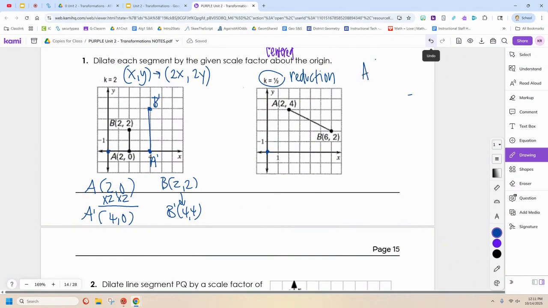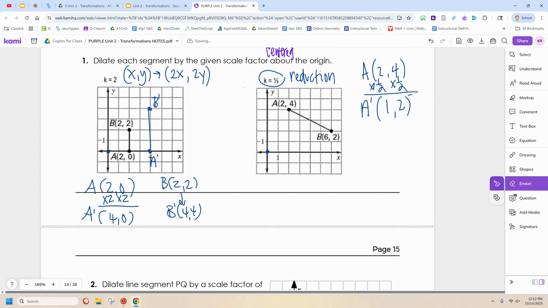Let's see, A is located at 2 comma 4, but now we're going to take half of each one, so multiply by 1/2. And so A prime is going to be located at, half of 2 is 1, half of 4 is 2. And so we plot the point 1 comma 2. Nope, I just plotted the wrong point. There we go.